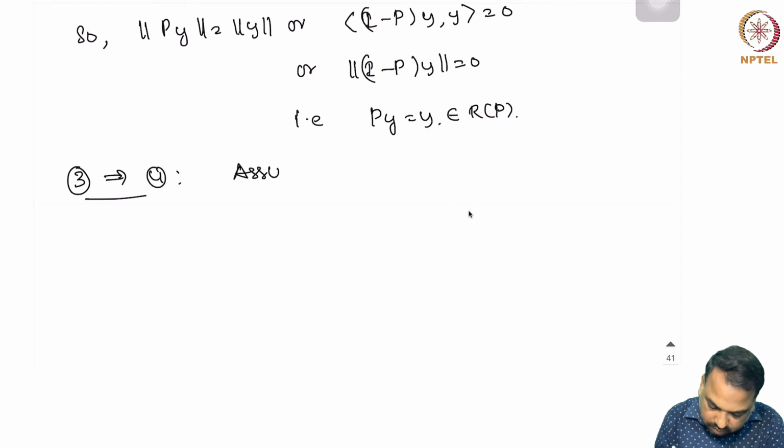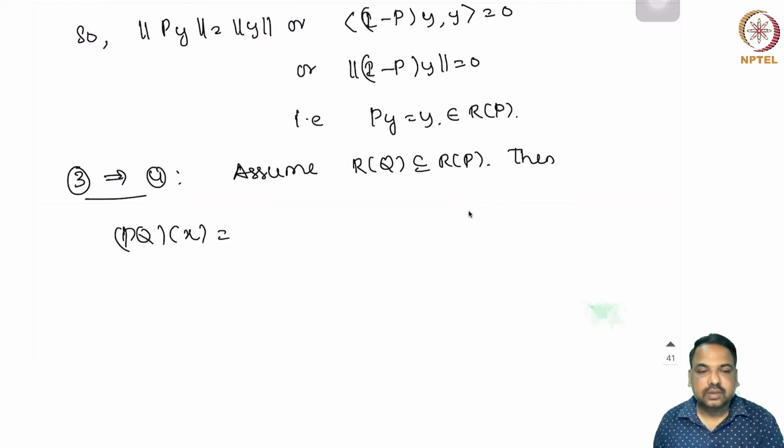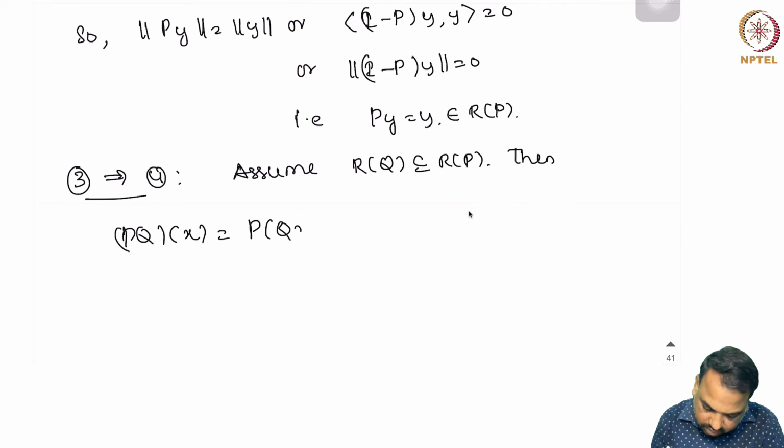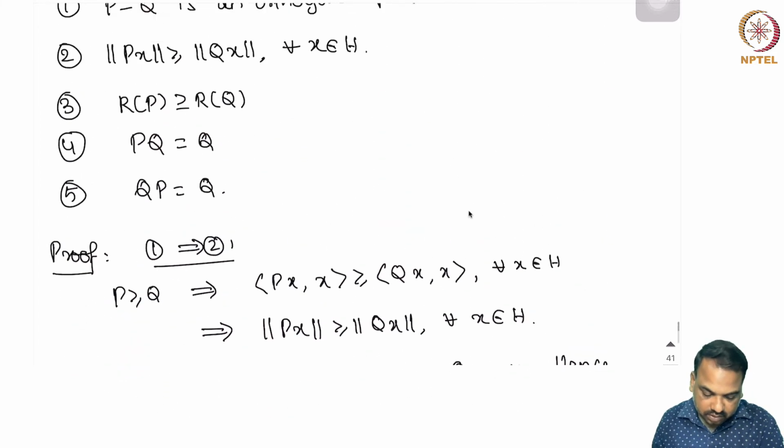Assume range of Q is contained in range of P. Then we look at PQ at x, that is P of Qx. Now Qx is in range of Q, that is part of range of P. So if we take any element of range of P, then P of that element is itself. So this is nothing but Qx. So that implies that PQ equals Q.